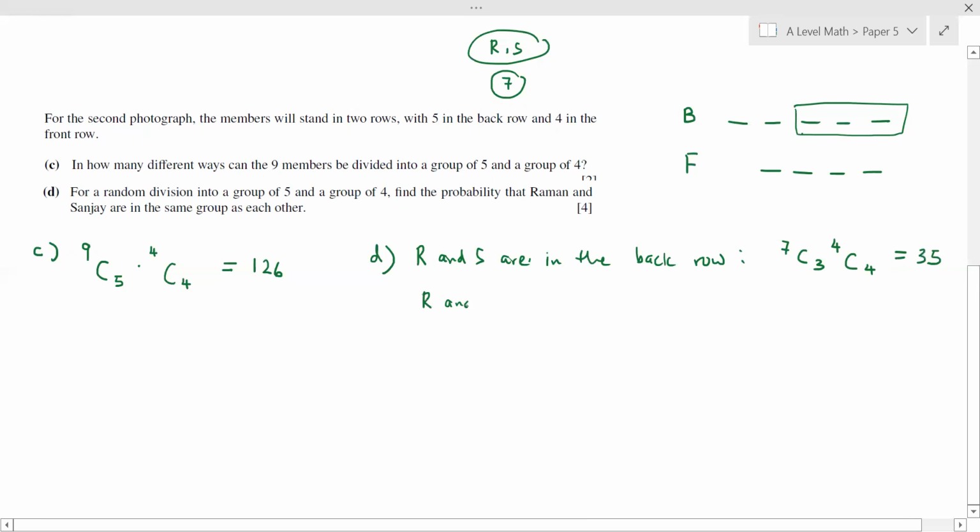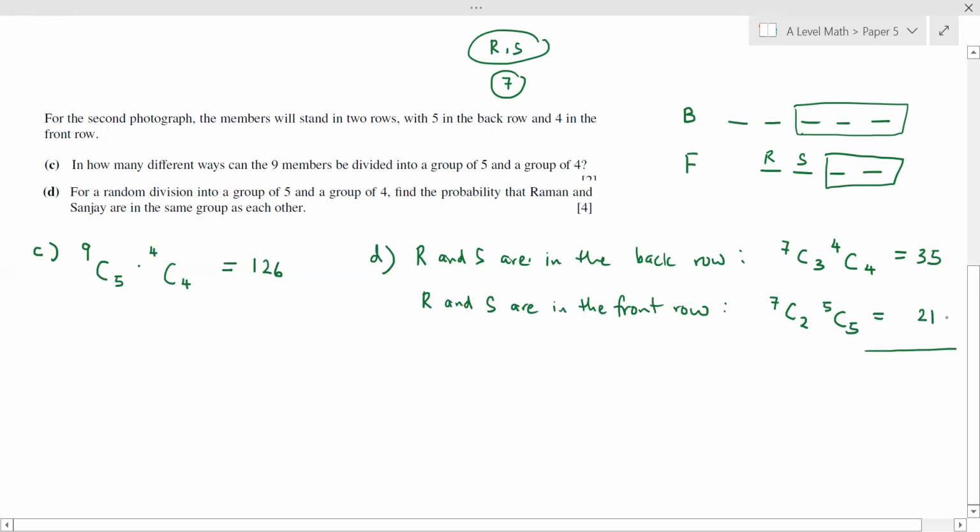The second case is Raman and Sanjay are in the front row. Raman and Sanjay will take up 2 spots, and 2 spots remain. So from 7, we need to choose 2 to fill in the front row, 7C2, and then we have 5C5 for the back row, and that will give us 21.